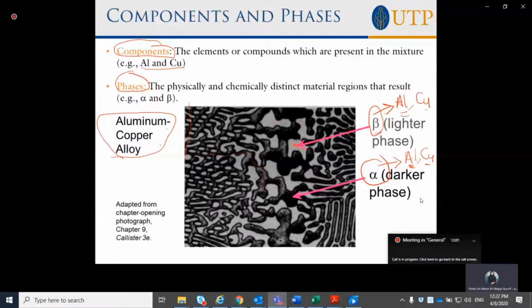So we are calling them different phases because they have different physical and chemical properties, including mechanical properties. So beta and alpha will behave differently because the arrangement of atoms inside is actually different. And they can even have different crystal structures, although they contain the same components. So try to differentiate between components and phases.